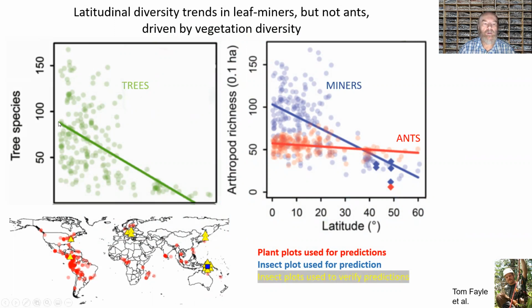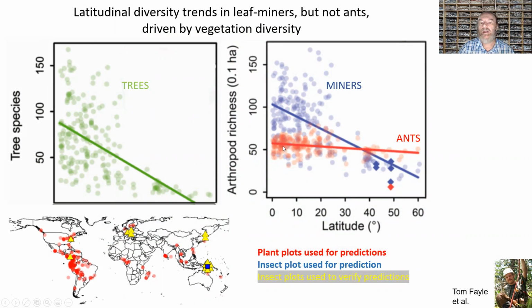So when we look at the vegetation plots, there is indeed a latitudinal trend in trees, and then when we use our data to predict what we expect from miners purely based on the changing plant diversity, then we got again a strong latitudinal trend, and our empirical data from temperate zone communities pretty much fit the trend. So we can preliminarily conclude that miners are simply following plant diversity. There is nothing special about the tropics in terms of their diversity.